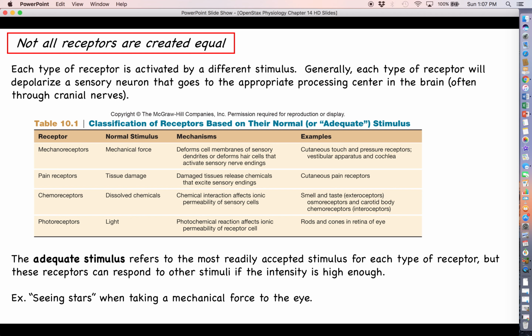Your eyes are not open, so certainly they're not caused by the activation of photoreceptors by light. Well, what happened here is that the photoreceptors took such a strong mechanical force, meaning the blunt force trauma to the head, that they actually activated and started firing afferent signals through the optic nerve. So that's what causes the seeing stars phenomenon that I'm sure you're familiar with.